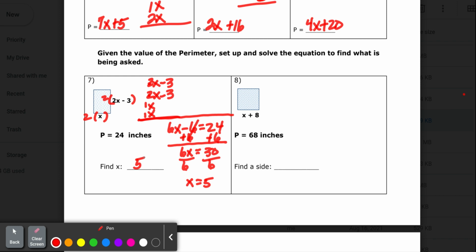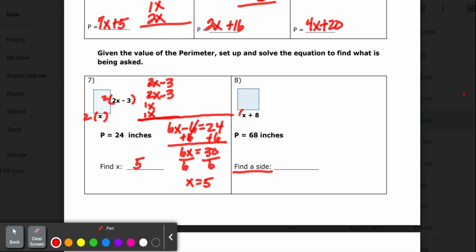All right, let's take a look at number 8. Number 8 says that a side is x plus 8. The perimeter is 68 inches. It says to find the side. Find a side. Not just find x, but find a side. So once we find x, then we're going to have to add 8 to it. All right, so this is a square.